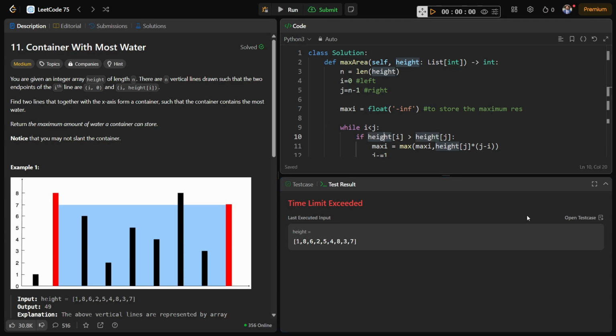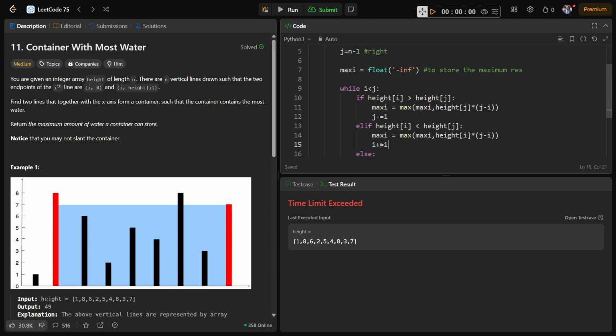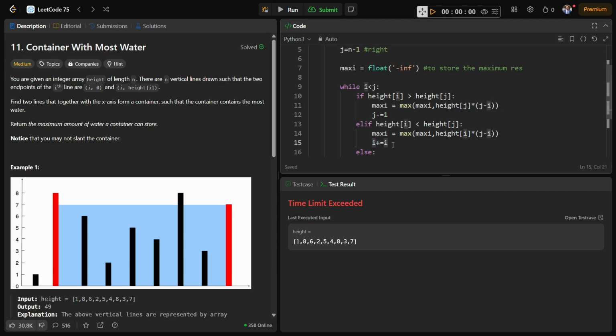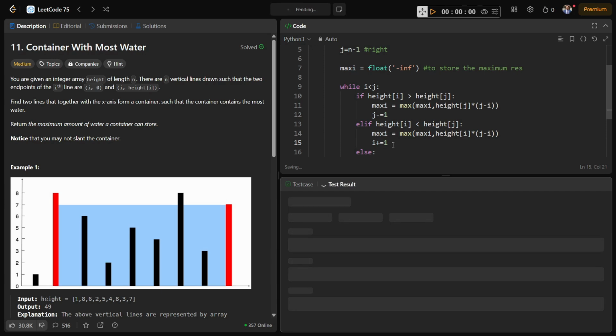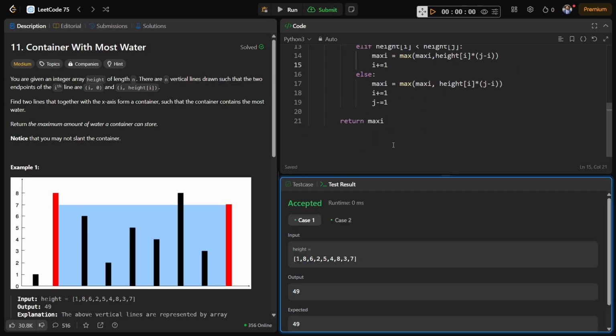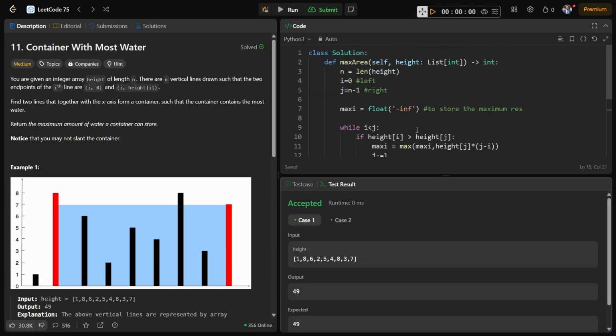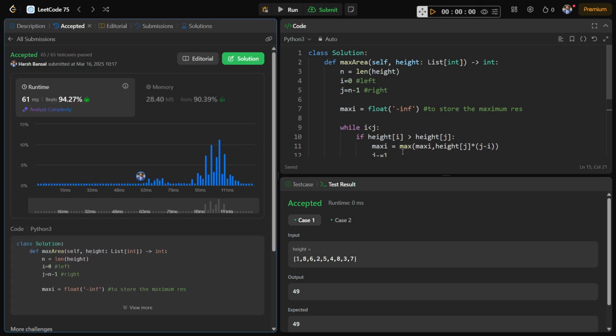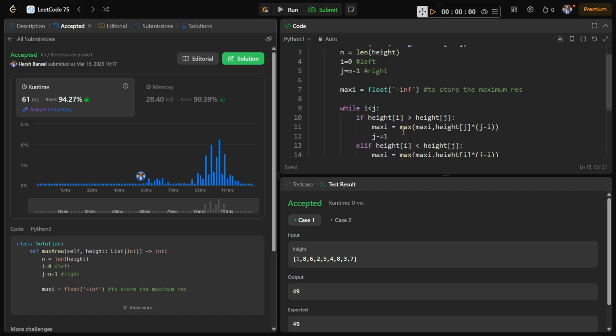Okay, I might have missed something here. Okay, the reason we are getting time limit exceeded is that instead of i plus 1, I have written i here. Now let's run it again. Okay, we got cleared with the test cases. Now let's submit the solution. We successfully submitted our solution.